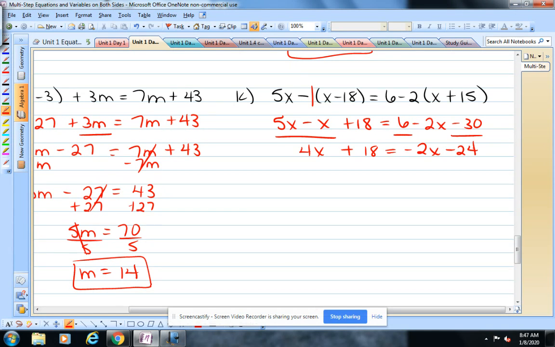Does it matter what order I put these two terms? No, it does not. Okay, so now I have each side simplified. Now I can start getting my x's together, right? That sounds like a bad party, getting your x's together. It won't end well. All right, so how do we get our x's together? You can subtract 4x or add 2x.